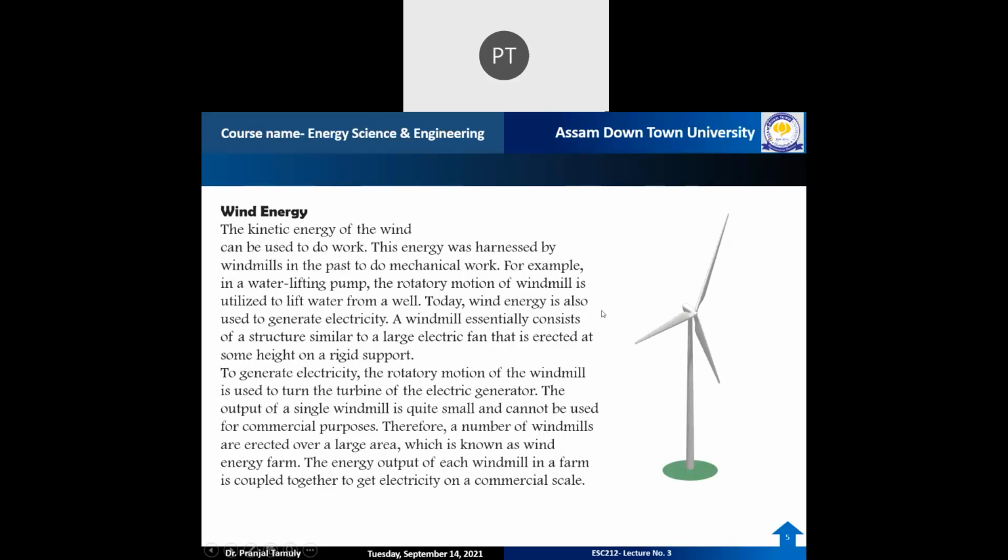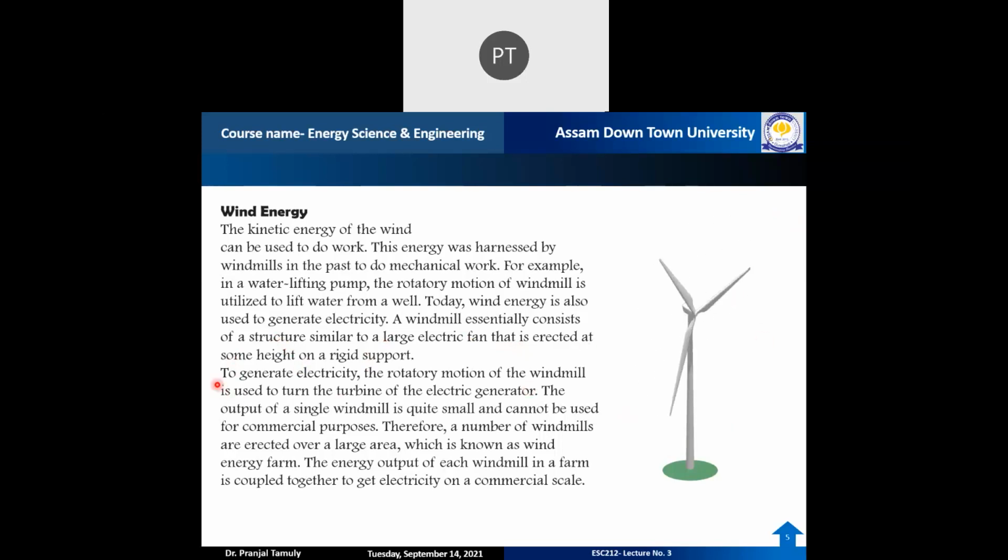So, where was I? The kinetic energy was harnessed by windmills in the past to do mechanical work. For example, in a water lifting pump, the rotary motion of the windmill is utilized to lift water from the well. Today, wind energy is also used to generate electricity. A windmill essentially consists of a structure similar to a large electric fan, erected at some height on a rigid support. This is the typical configuration of a windmill.